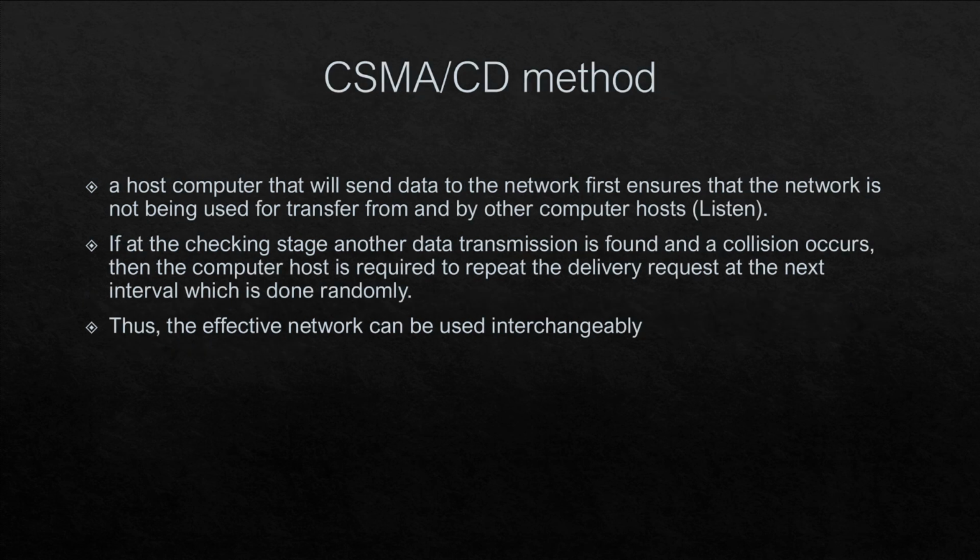In the CSMA/CD method, a host computer that will send data to the network first ensures that the network is not being used for transfer by other computer hosts. If at the checking stage another data transmission is found and a collision occurs, then the computer host is required to repeat the delivery request at the next interval, which is done randomly. Thus, the network can be used interchangeably.